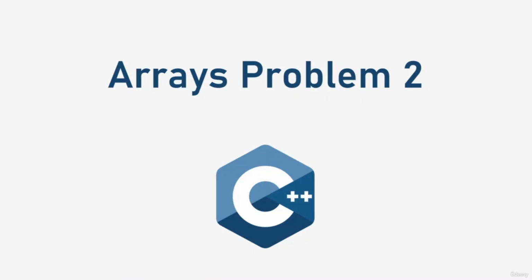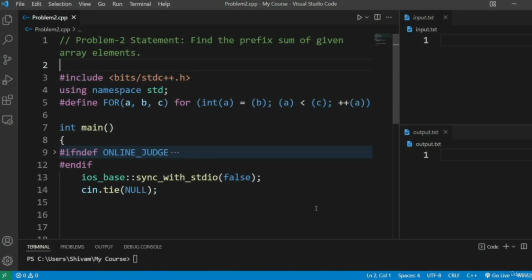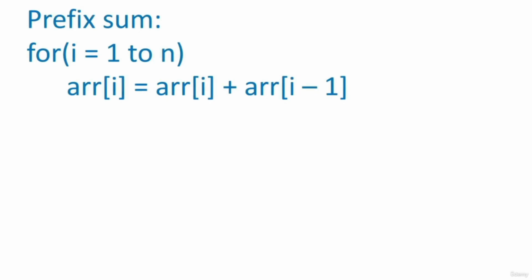Hey guys, in this video tutorial we are going to see practice problem 2 of the arrays topic. The problem statement for the same is: find the prefix sum of given array elements. So here is the pseudocode for the prefix sum of array elements. It says in the for loop from index 1 to n, we are doing array of i is equal to array of i plus array of i minus 1, which means we are adding the previous index element to the current index element on every iteration of the for loop. We will understand this with the help of an example.